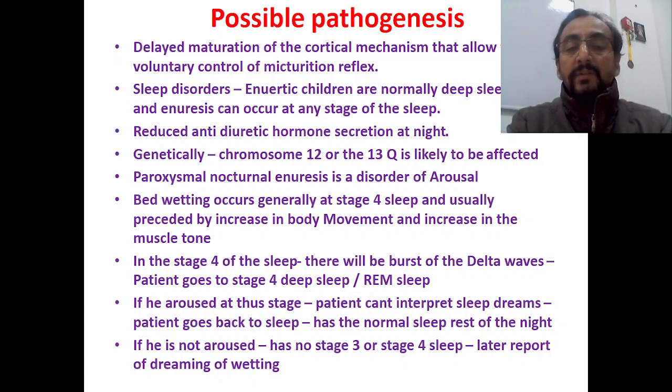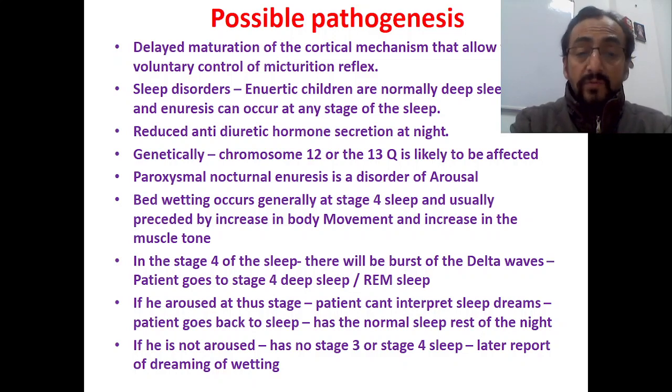In stage 4 of sleep, there will be bursts of delta waves, and the child goes to stage 4 deep sleep or REM sleep. If he is aroused at this stage, the patient cannot interpret the sleep dreams, so the patient goes back to sleep and has normal sleep the rest of the night. If he is not aroused, he will go on to have no stage 3 and stage 4 sleep, and later report dreaming of wetting.